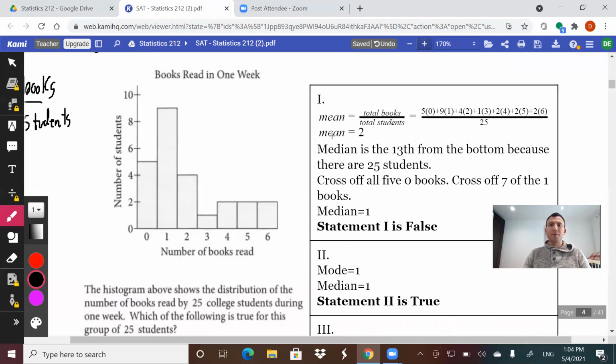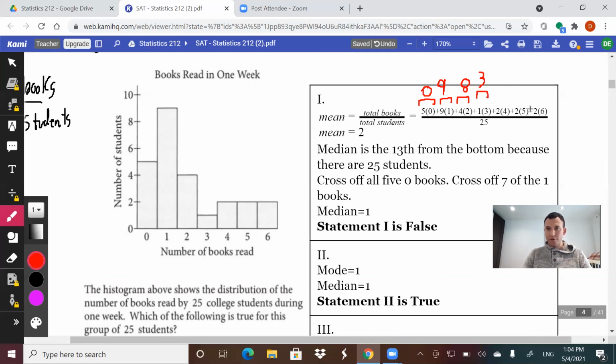Right here we have total books over total students. What we'll do is we have 5 students with 0 books. So 5 times 0 adds 0 to our total number of books. We have 9 students with 1 book. So that adds 9 books. 4 students with 2 books. So that adds 8 books. 1 student with 3 books.